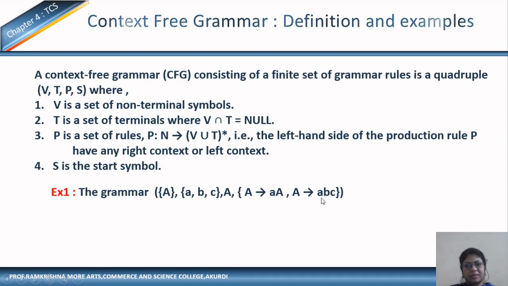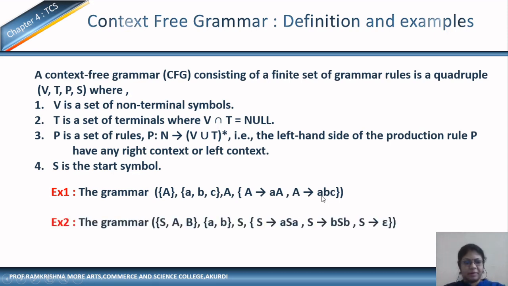Second is A gives ABC. The left hand side is N, that is a non-terminal symbol, and the right hand side is terminal symbols. So this is example 1.